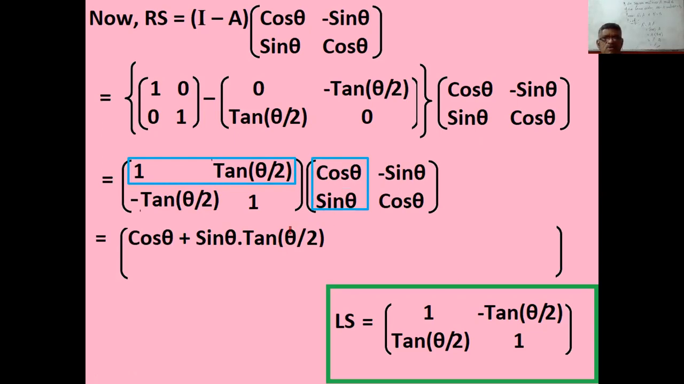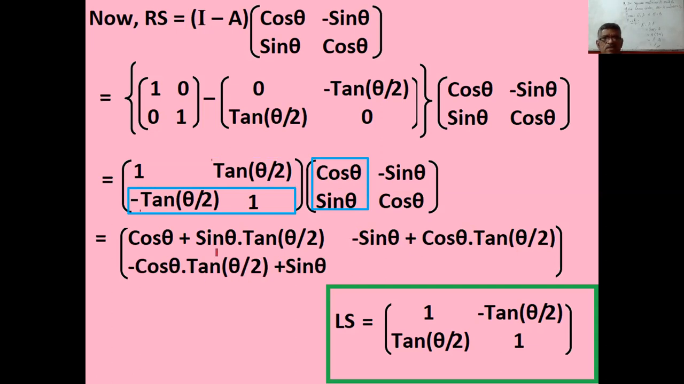I am explaining with all steps. You can reduce some steps also. What will be first row with the second column? That is 1 into minus sin theta plus tan theta by 2 into cos theta. Once you know it, there is no need of waiting. You can go ahead. Second row with the first column and second row with the second column.